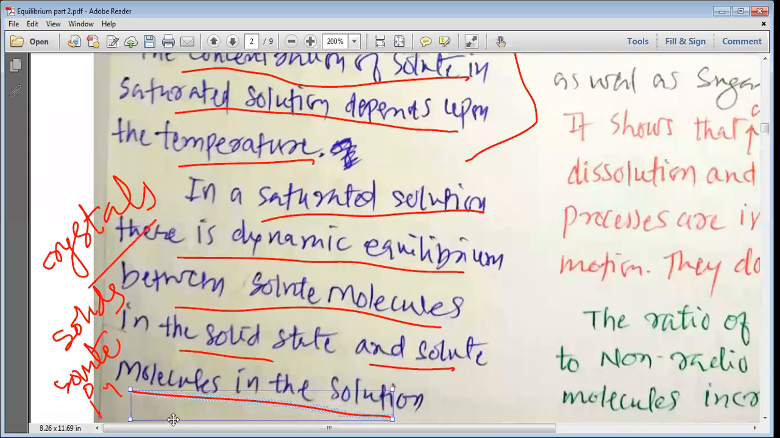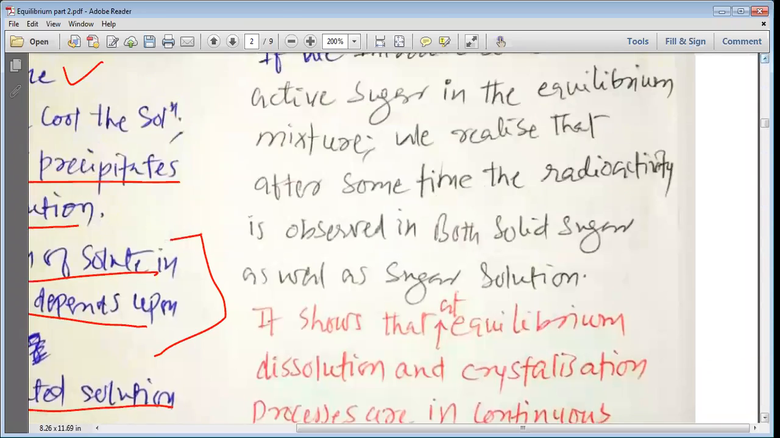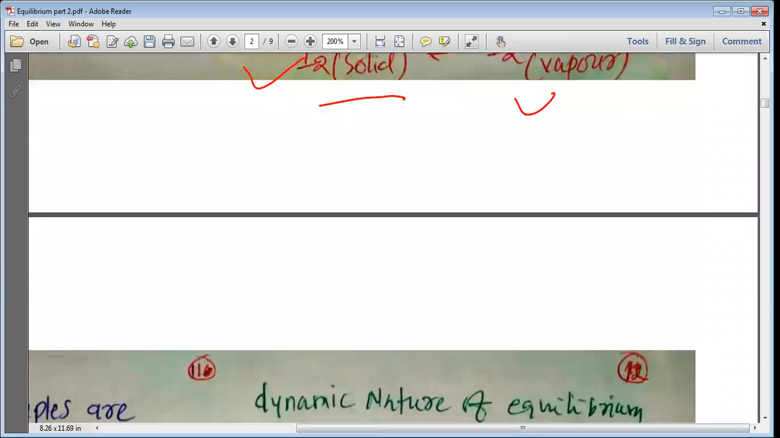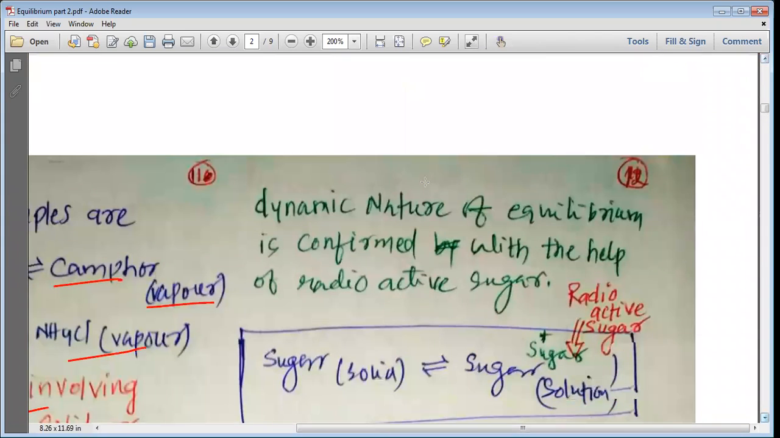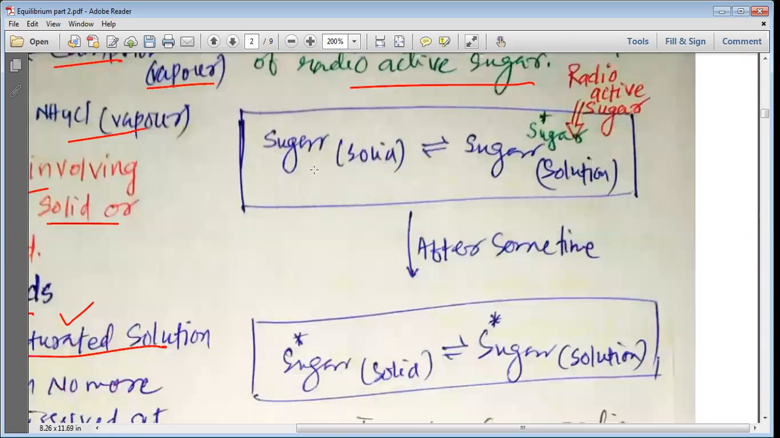So these two solids, which are either available as a crystal or present in the solution, have an equilibrium established between them, whether they are crystals or available as a solute in the solution. The dynamic nature of equilibrium is confirmed with the help of radioactive sugar. So you can understand that there is an equilibrium established between sugar which is solid and sugar which is present in the solution. Now from outside, my dear students, if we introduce some radioactive sugar.